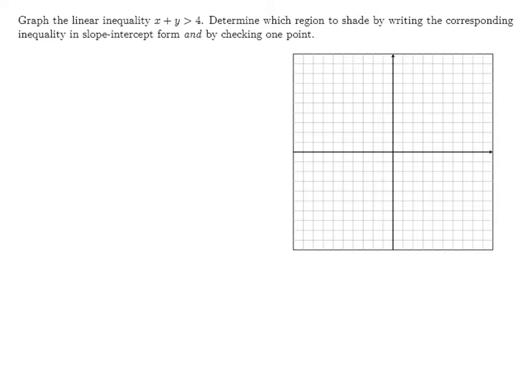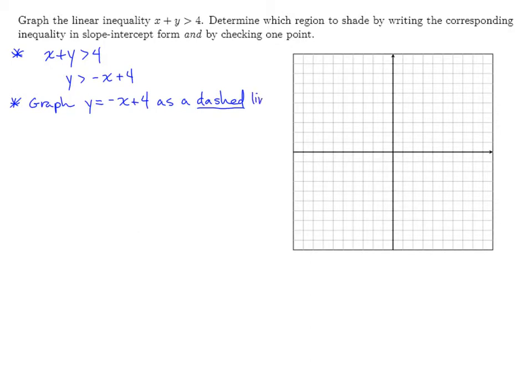So, we will first solve x plus y strictly greater than 4 for y. So taking x plus y strictly greater than 4, to get y on its own, I'm going to subtract x from each side, and that will make y greater than negative x plus 4. So now that I have that in slope-intercept form, I am going to graph the corresponding equation, which is y equals negative x plus 4, as a dashed line.